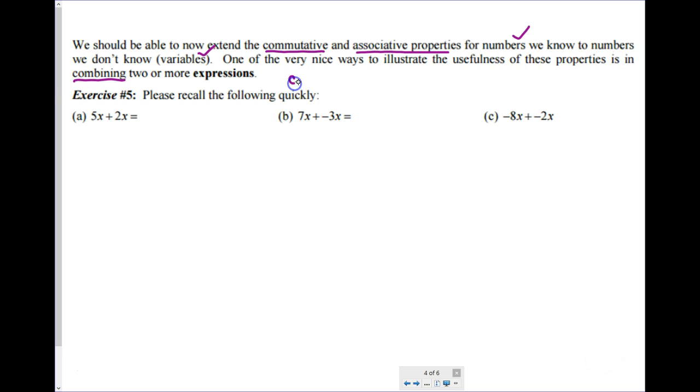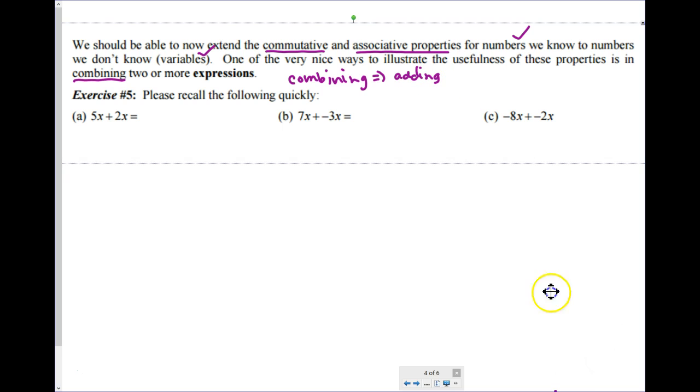Combining really means adding or subtracting expressions. I'm sure you've heard the phrase combining like terms. That's kind of what we're doing here. We're combining like terms. Okay?